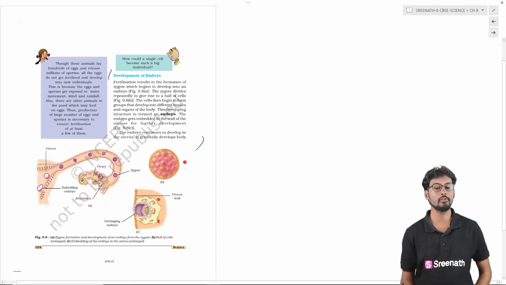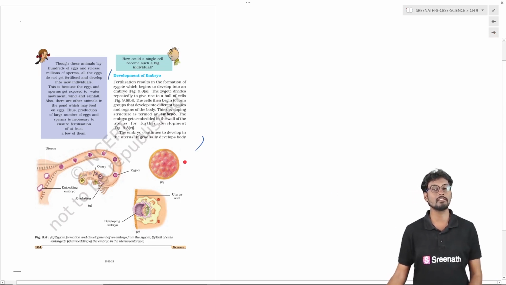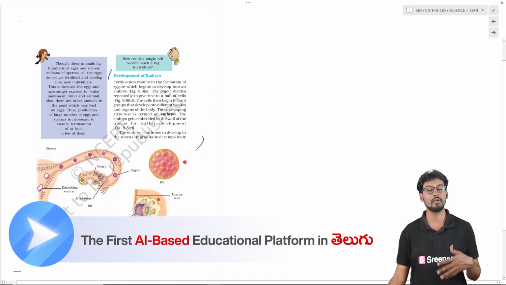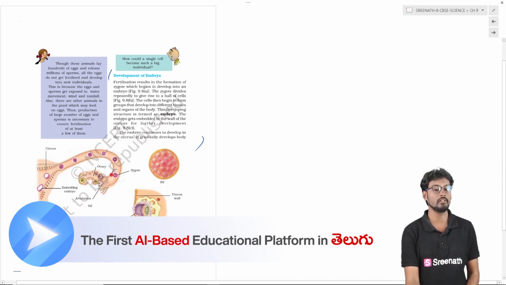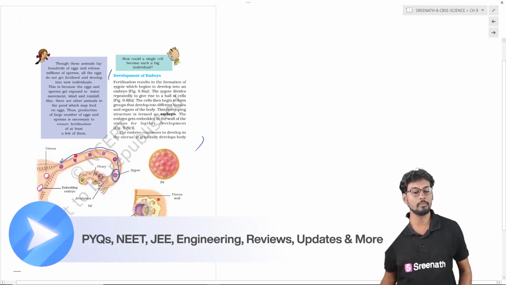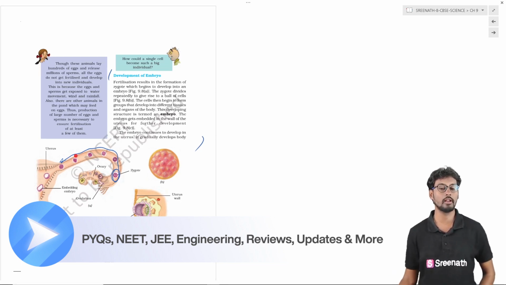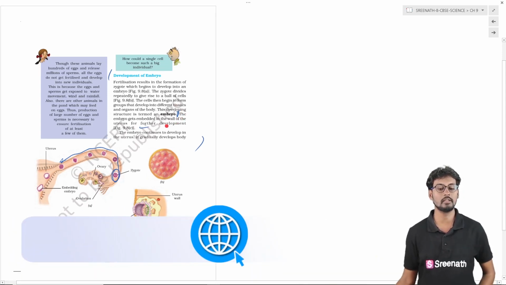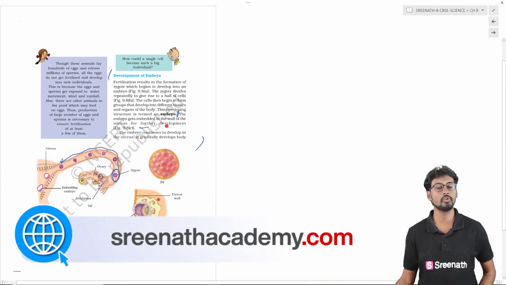Coming to the development of the embryo: as a result of fertilization, a diploid cell called the zygote is formed. From the zygote, multiple divisions take place. The diploid zygote is a single cell which undergoes multiple sessions of cell division, and finally it forms the embryo. The main work of the embryo is to implant into the uterus and hold on to the uterine wall. The embryo gets embedded in the walls of the uterus for further development.